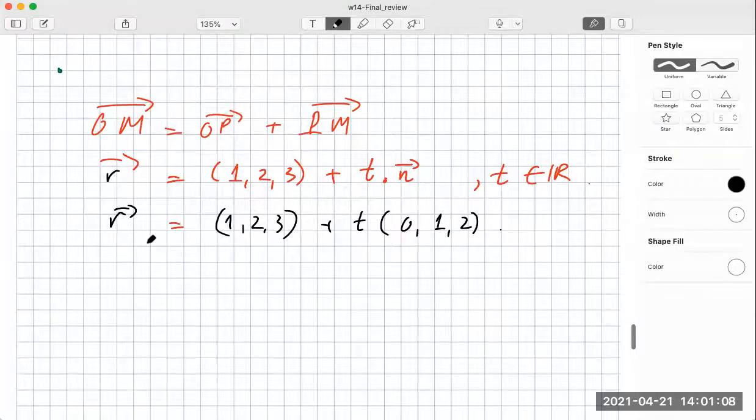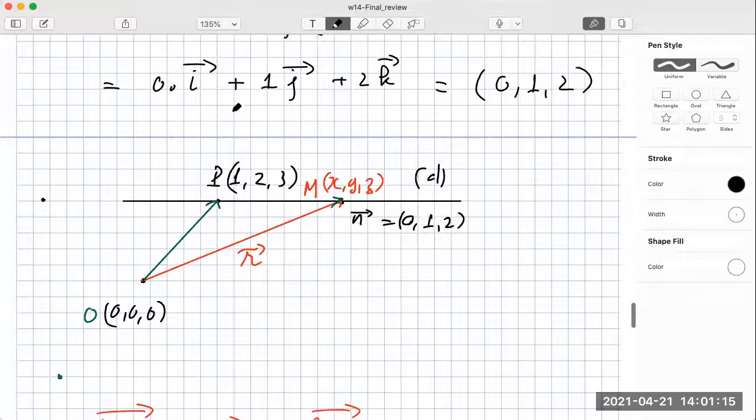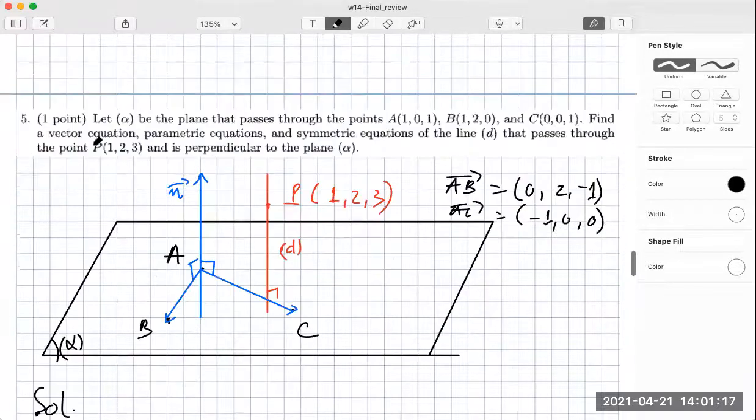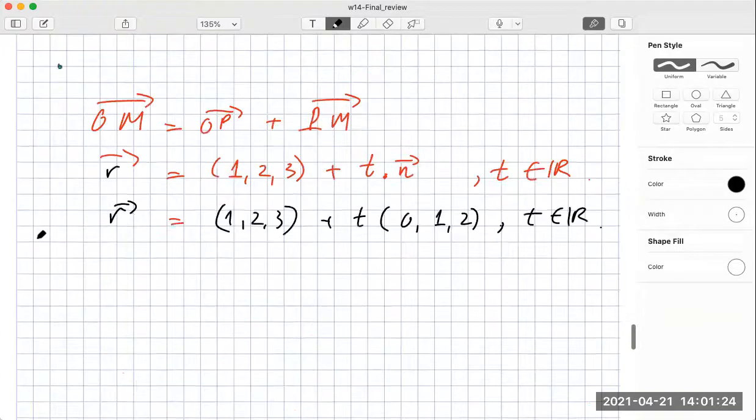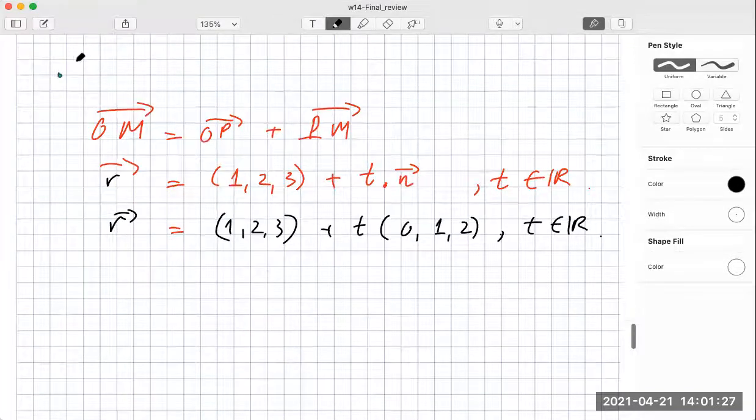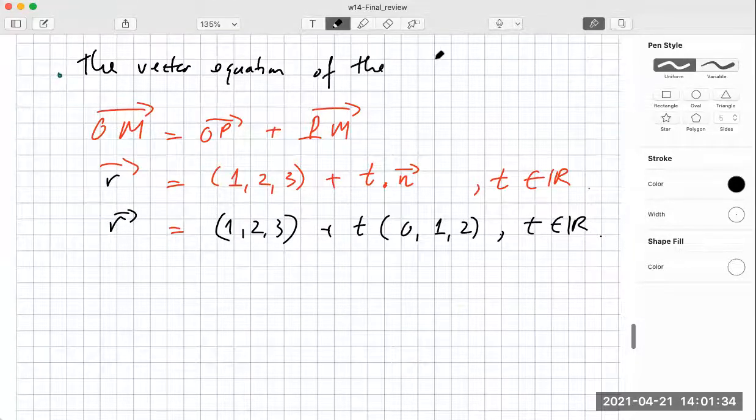Okay. Where t is in R. This is the form of, what is it called? Vector equation, right? The name of them is, right. I didn't double check if this is the correct name for this.